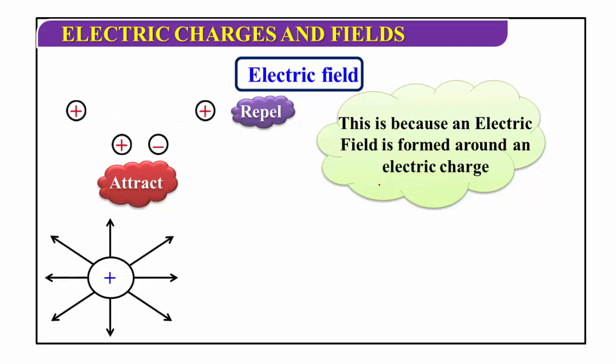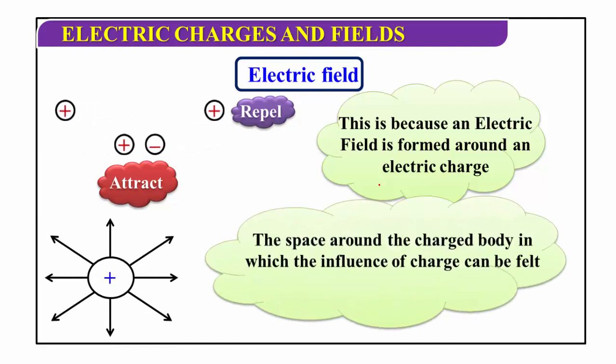Here, now I consider this is a unit positive charge. The space around the charged body in which the influence of the charge can be felt is called the electric field. The space around the charge. Now I consider this is the positive charge plus Q. The space around the charge in which its presence is experienced is called the electric field.